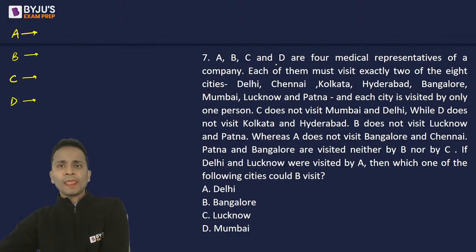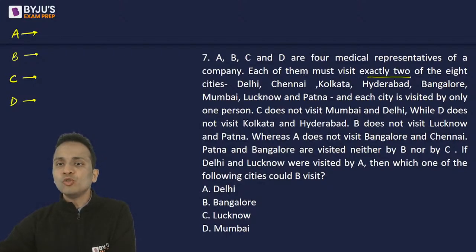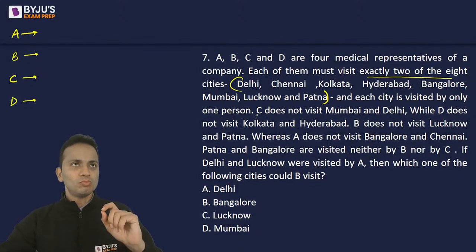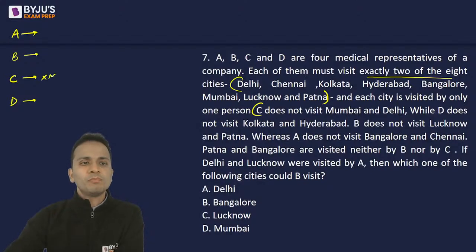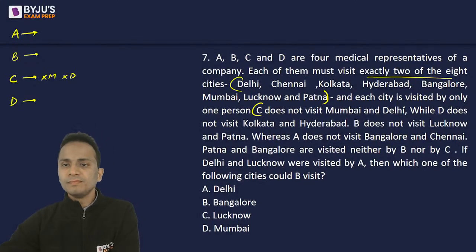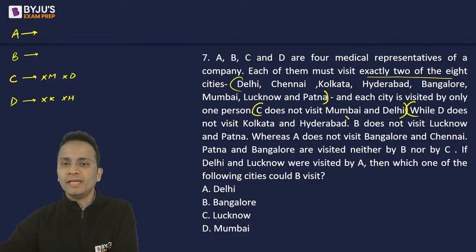Let's start solving. Now, 4 representatives A, B, C, D of company, each of them visit exactly 2 of these 8 cities, and each city is visited by only one person. So, one person will visit exactly 2 cities, and that means all 4 people will visit all 8 cities combined. Okay? Now, C does not visit Mumbai and Delhi. So, not Mumbai, not Delhi. While D does not visit Kolkata, Hyderabad. Kolkata, Hyderabad, not visited by D.